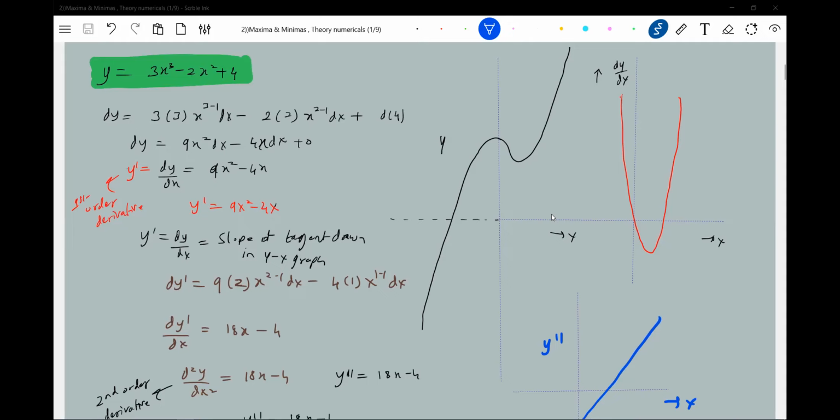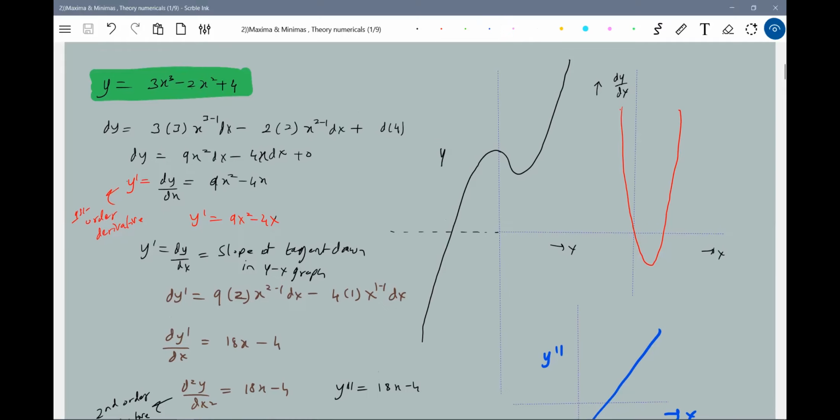Okay, now we have a function. The maxima and minima, I'll come to that in a bit. First, we'll learn how to differentiate. Already we know, let's go a bit further, to a higher level. This is a function where y equals 3x cubed minus 2x squared plus 4.